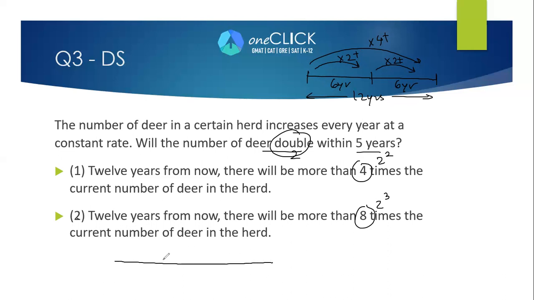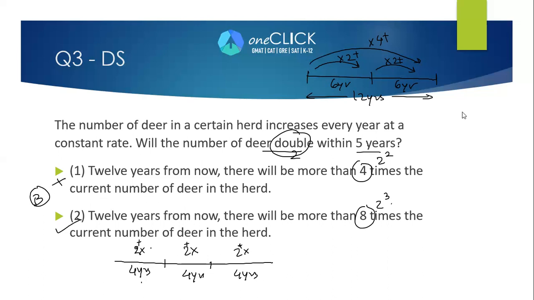But now if you look at the second statement, it is 8 times. Now 8 is 2 cubed, which means there are 3 multipliers of 2: 2 times, again 2 times, another 2 times. And since these 3 times happened in 12 years, 12 by 3 is 4 years, so I can now say that every 4-year period, you have a multiplier of 2. Now you are saying more than 8 times, so that means it would be more than 2 times. So if in 4 years it is more than 2 times, then definitely in 5 years it must have been more than 2 times. There is no doubt about it. So 2 is sufficient, 1 is not. So the answer is B.